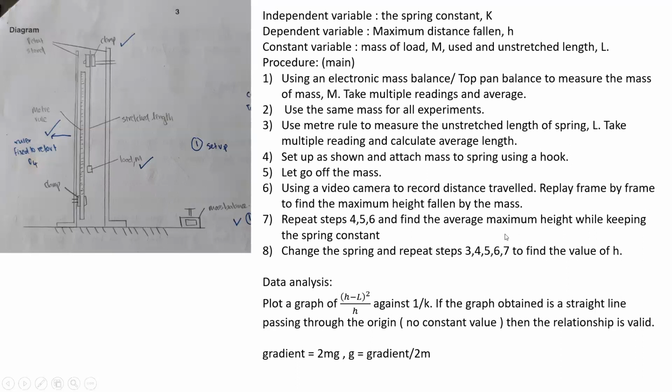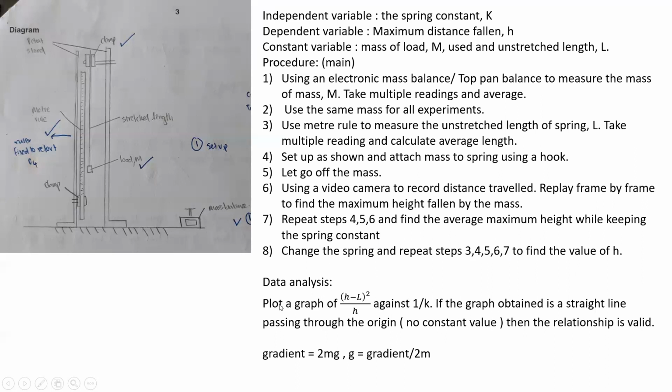Repeat steps 4, 5, 6 and find the average maximum height fallen while keeping the spring constant. This is crucial. It's a guaranteed additional points mark. If you say you keep the independent variable constant and then find different values of the dependent variable and take an average, you get a fixed mark. So it's a free mark. Always write it down. Change the spring and repeat steps 3, 4, 5, 6, 7 to find the value of h. This is not necessary, but I include it because it's best practice.